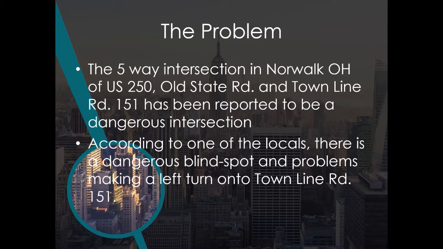So the problem we encountered was a five-way intersection located in Norwalk, Ohio, of the intersection of US 250, Old State Road, and Town Line Road 151. We interviewed a local resident who complained of a dangerous blind spot located on Old State Road and just general difficulty making a left turn off of US 250 into Town Line Road 151.